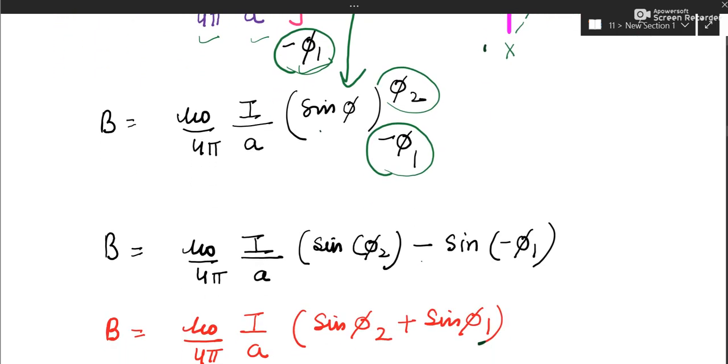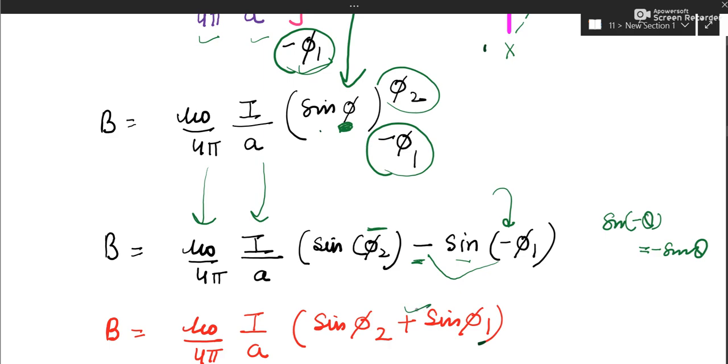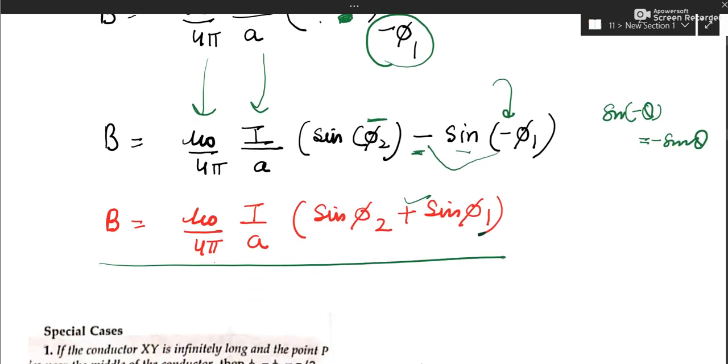Now we'll put the limits. Mu naught by 4 pi as it is, I by a as it is, sine first upper limit, then minus sine of lower limit. Sine of minus theta is minus sine theta. So that will be minus sine phi, and minus minus will be plus. So this is the final formula for magnetic field due to a straight wire, a very, very important formula.